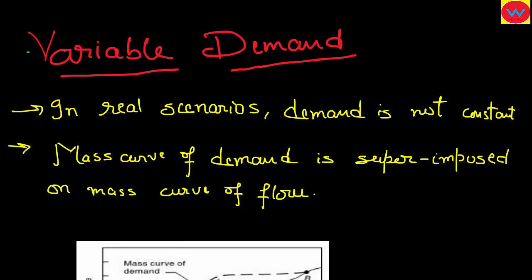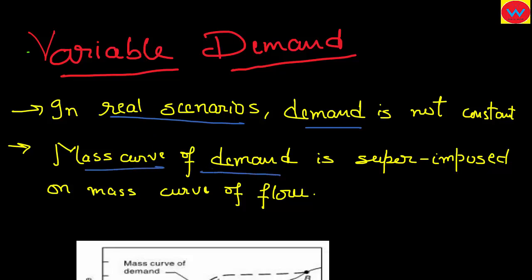Earlier we assumed that our demand is constant, and then we calculated the storage capacity of the reservoir based on the constant demand. But in real life scenarios your demand is not constant, because, for example, take the cropping season and other industrial requirements, they vary from time to time, and in such cases your demand cannot be constant. So what we do, we calculate a mass curve of demand.